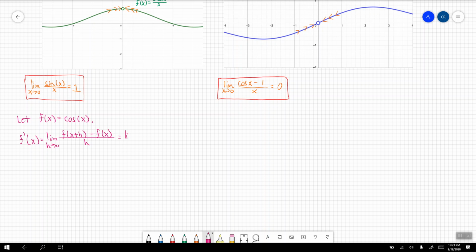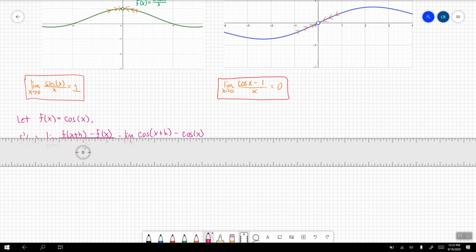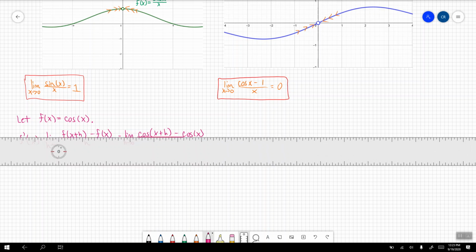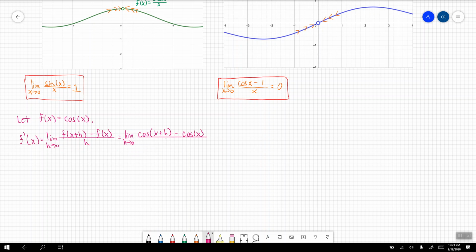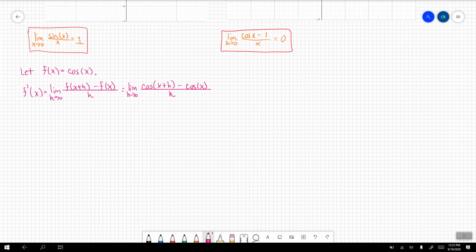And I'm going to make my substitutions at this point in time. So the limit as h is approaching 0, my function is cosine, which means I will have cosine of x plus h minus my function value, which is just cosine of x, all of this divided by h. Now, again, we can't take the limit here directly because we're going to be left with an indeterminate form. However, we can use a few properties to simplify this as we continue to work through.